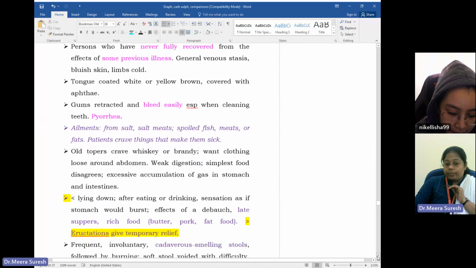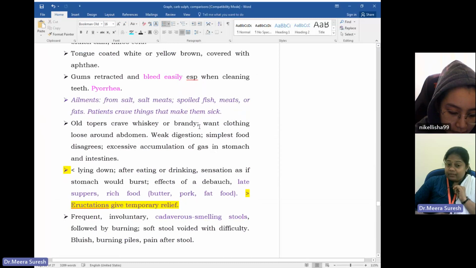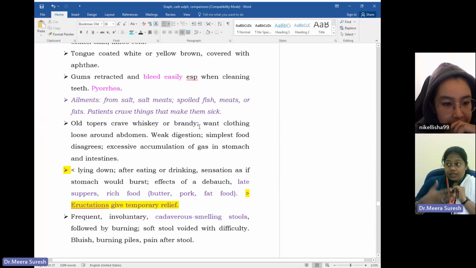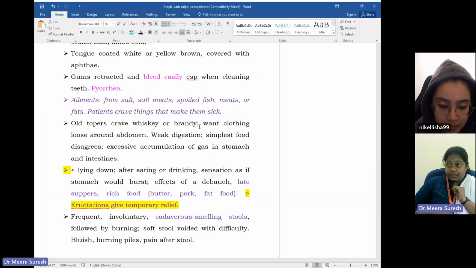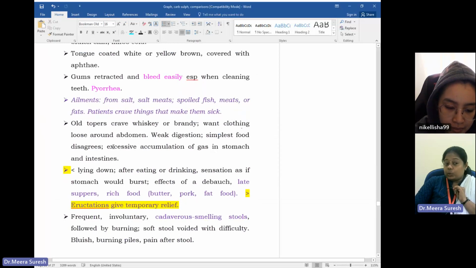They crave whiskey or brandy, and they have the symptoms of pyrosis, like carbo veg. It is one of the three or four remedies with flatulence, and there is abdominal distension where the flatulence is accumulated in the upper part. So they want clothing loose around the abdomen. Even the simplest food disagrees, with excessive accumulation of gas. There is amelioration lying down after eating or drinking. And the complaints are from after a debauch, late supper, or rich food, butter, pork, fat food, etc.